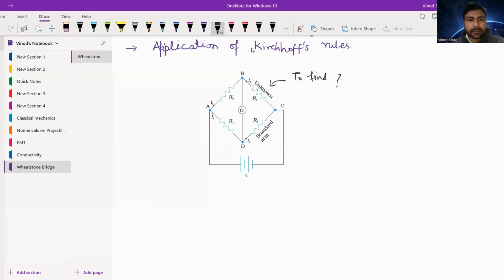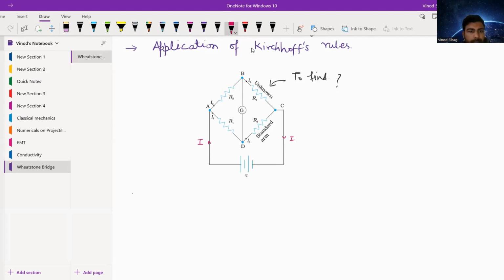Okay, and first of all, let me mark the current here. For example, current I is flowing, the total net current is I. And here the current I1 is going through the resistor R1, and current I2 is going through the resistor R2, and current I4 is going through the resistor R4, and current I3 is going through the resistor R3. Now, for the special purpose, we use the balanced condition.